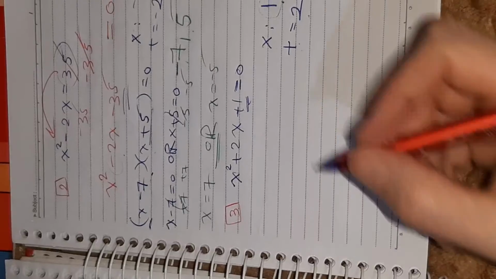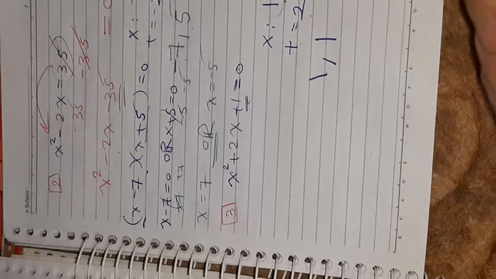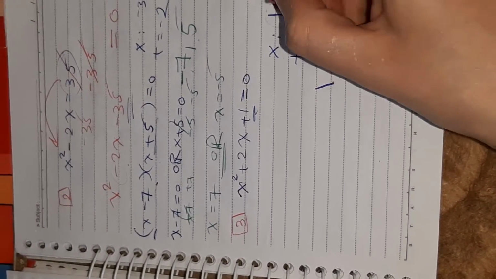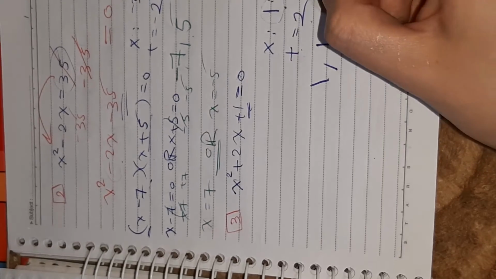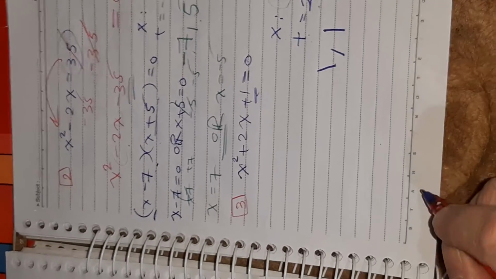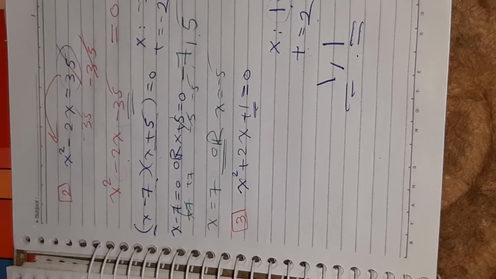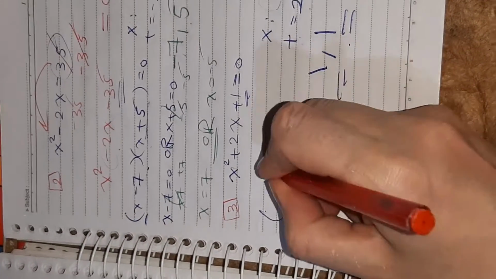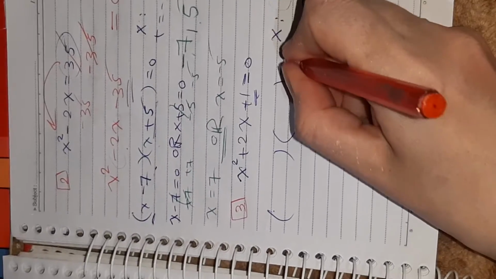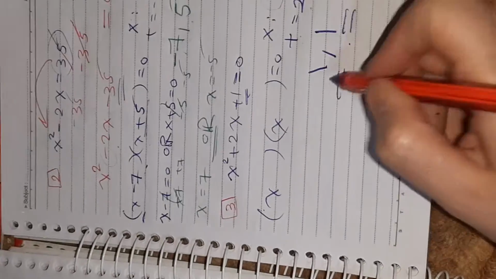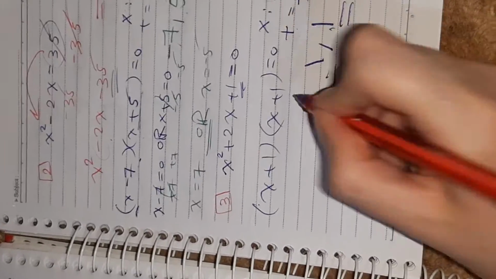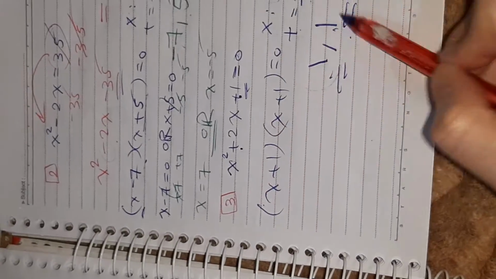1 and 1. Why? Because 1 times 1 is 1, and 1 plus 1 is 2. So yes, these two numbers must be 1 and 1. Open two brackets equals 0. Here x plus 1 and plus 1. These two numbers must be positive.